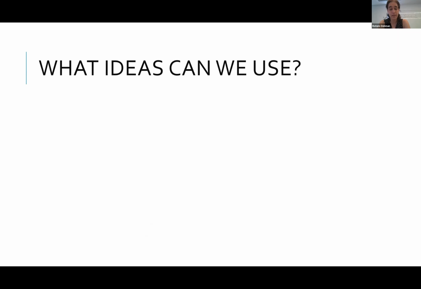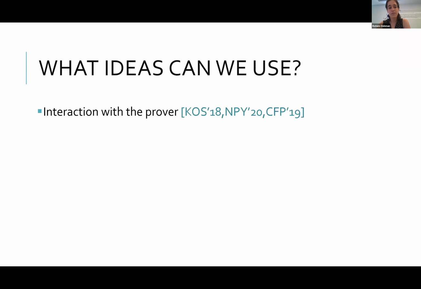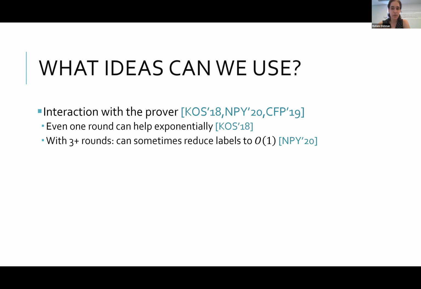So let me give you just a few examples of ideas that we can take from theory of computer science and use them for distributed proofs. One thing that we said is useful is interacting with the prover. And it turns out that in the distributed setting, if you allow even one round of interaction, just sending something to the prover and getting an answer, that can already help in some cases reduce the size of the label exponentially. And if you allow more rounds, for example, 3 rounds or more, in some cases you can bring the labels down to a constant. So interaction can be very helpful.